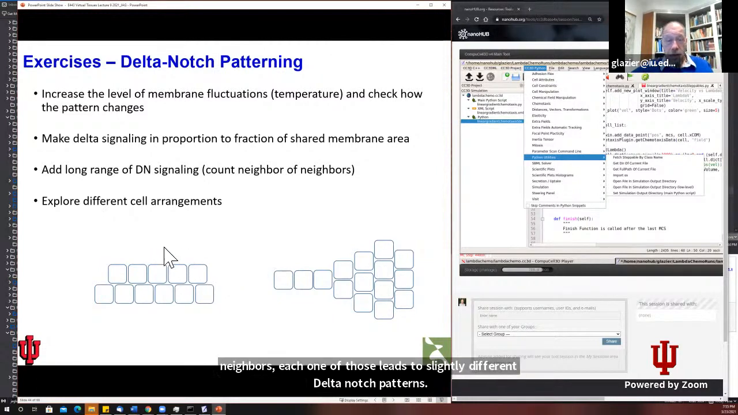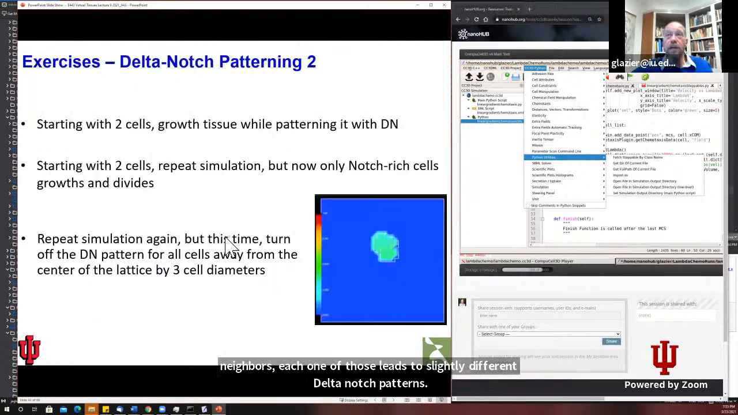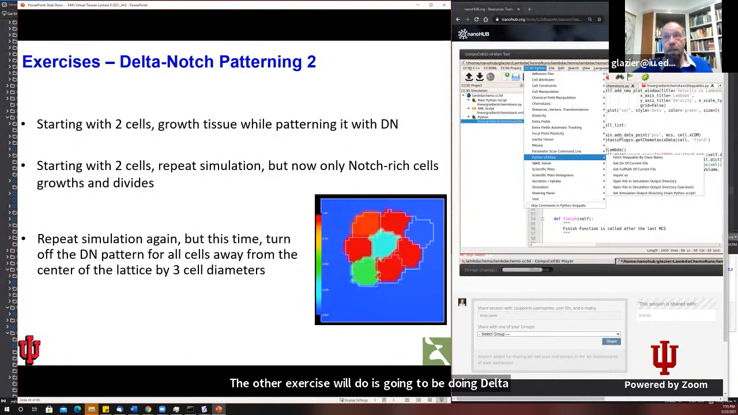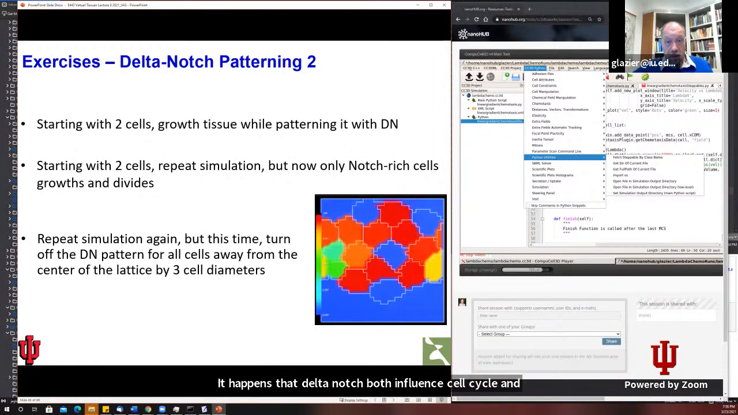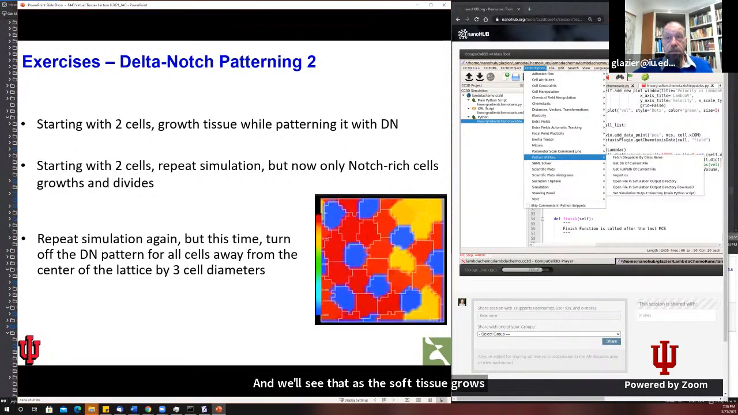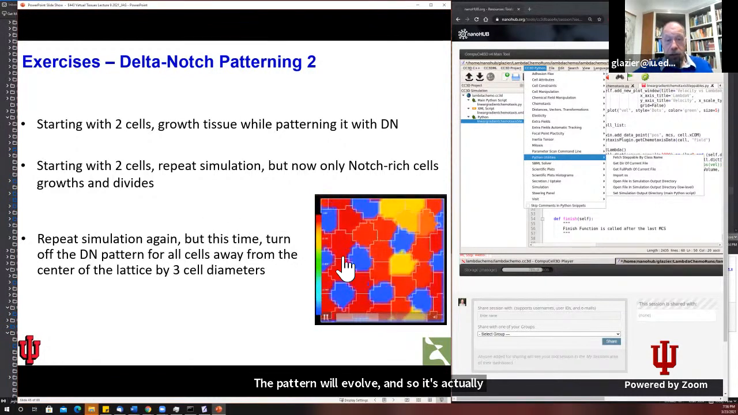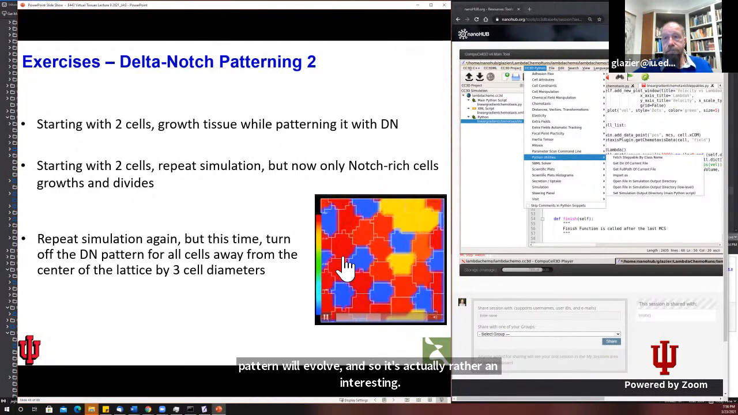Okay, so I think I'll stop there. The other exercise we'll do is going to be doing delta notch patterning with growth and cell division. It happens that delta and notch both influence cell cycle. And we'll see that as the tissue grows, the pattern will evolve. And so it's actually rather an interesting exercise to see how they interact.